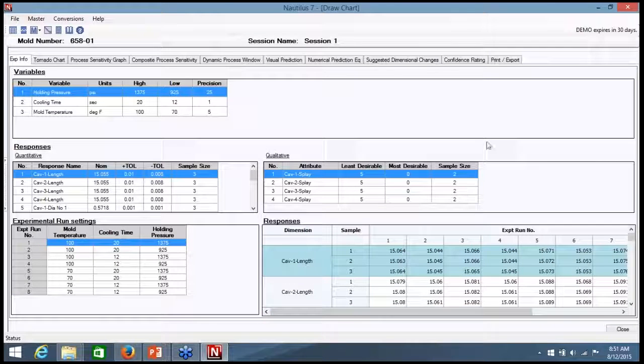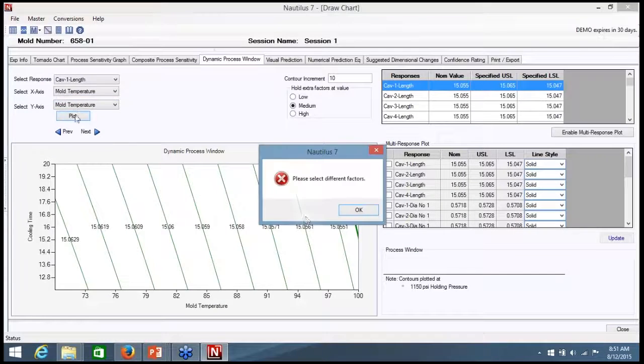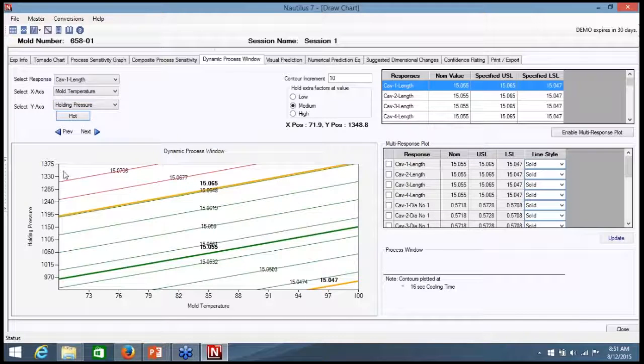Then what I do is, I come in here, and of course it's a huge software. I come in here and say, the same thing I'm going to show you, right? It tells me, if you look at this, my nominal value, 15.055. It tells me if I want to hit nominal, I click in here and say 82 degrees mold temperature and 1035. I'm going to hit nominal, right on the nominal. Okay, it does this analysis for me, right?